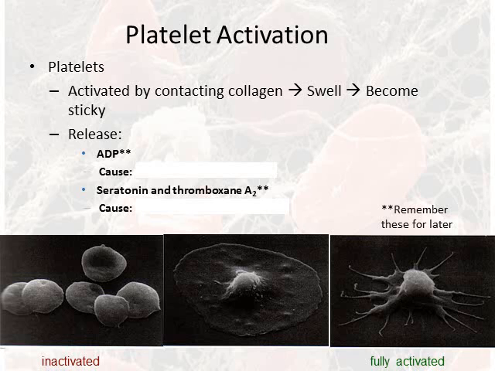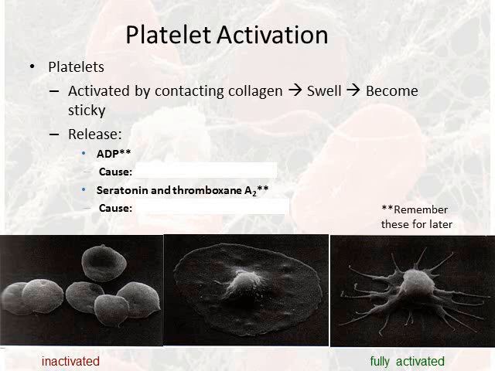The first thing that happens after vascular spasm is platelet activation. Remember, you have platelets all over your body, all through your blood, and as soon as these contact collagen, they become activated. They're not supposed to be contacting collagen, they're supposed to be just in the vascular system, but if the vascular system breaks and there's collagen fibers sticking out all over the place, as soon as these touch collagen, they become activated. So this is inactivated platelets, becoming activated, and fully activated platelets. Once they get activated, they swell and they get really sticky and they get these long arms sticking out.